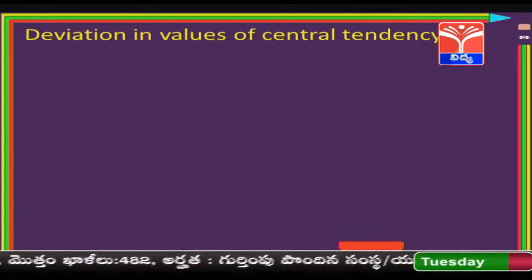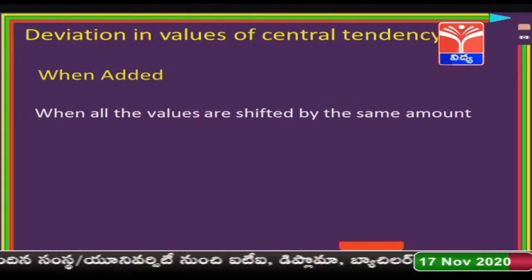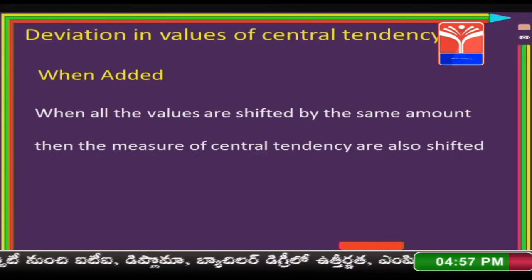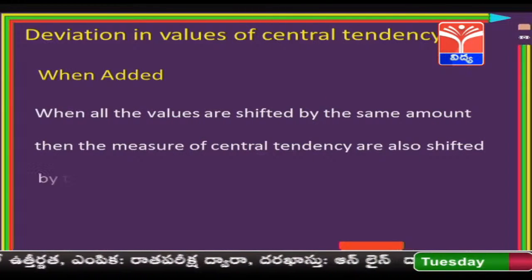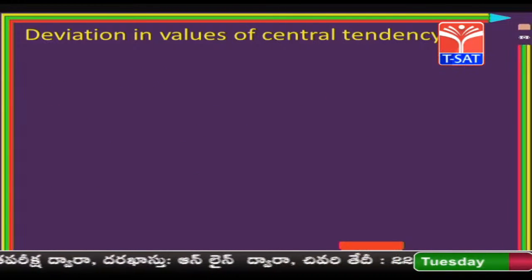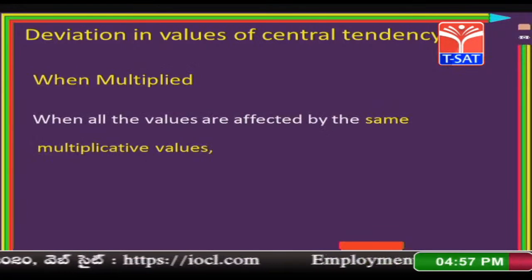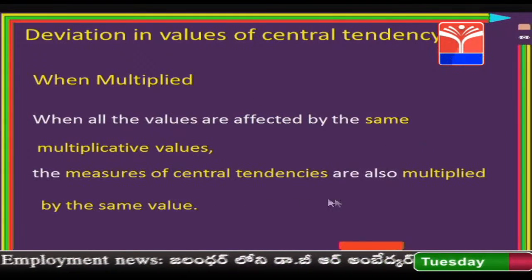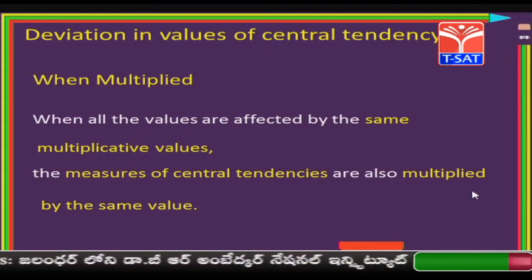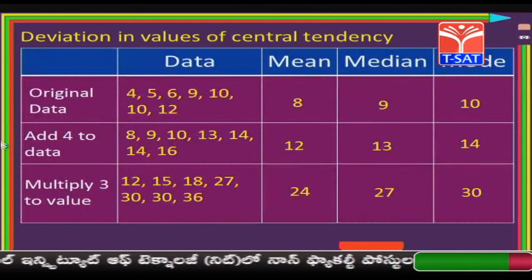So, whether it is mean or median or mode, when all the values are shifted by the same amount, then the measure of central tendency is also shifted by the same amount. The same process applies for multiplication also, and we find the same result: when all the values are multiplied by the same value, the measures of central tendency are also multiplied by the same value. So, let us see a simple table here.